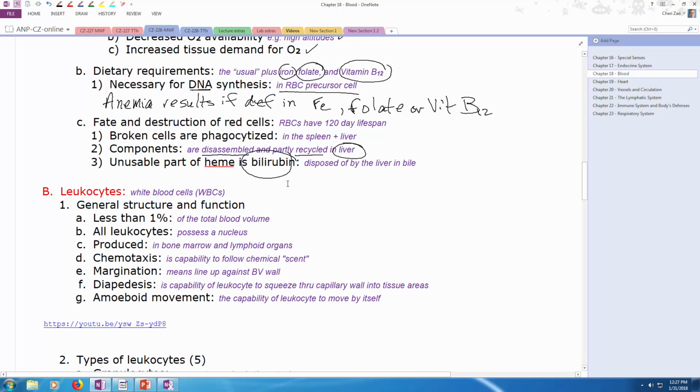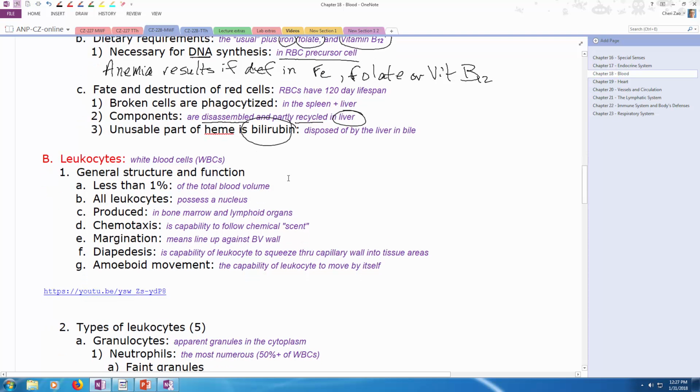Now let's take a look at leukocytes, or white blood cells, WBCs. They are less than 1% of our total blood volume. All white blood cells, or leuko is for white, possess a nucleus. They are also produced in the bone marrow, but in addition to the bone marrow, you will also find white blood cells in your lymphoid organs. Those in your lymphoid organs are lymphocytes.